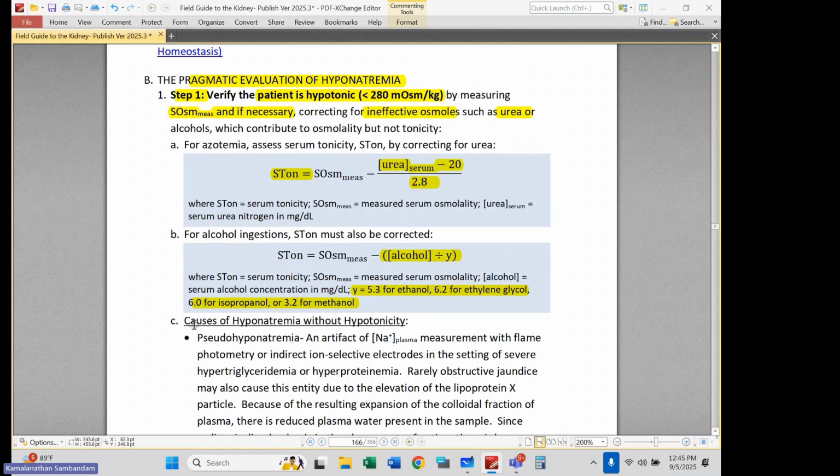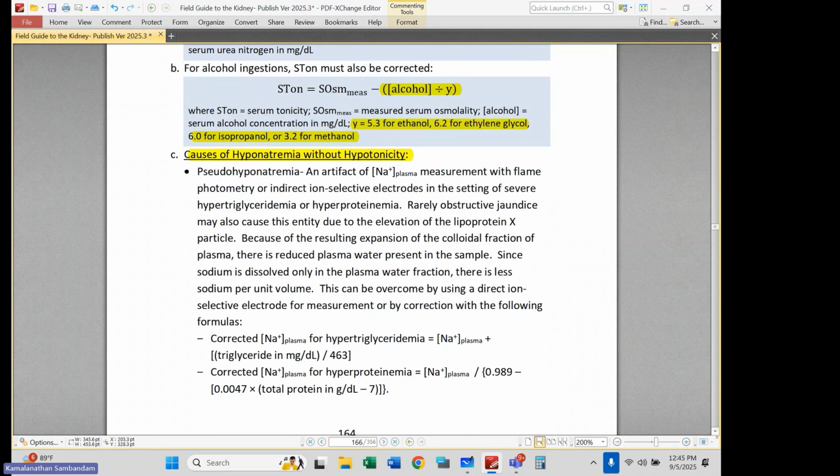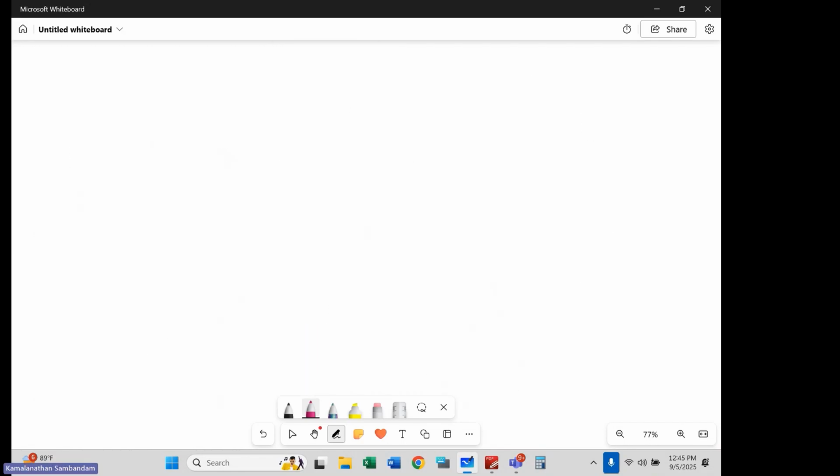So this is when alcohol is given to you in a milligram per deciliter concentration, okay? All right, so causes of hyponatremia when there is no hypotonicity include pseudohyponatremia. So what is pseudohyponatremia? Well, it arises from an artifact that occurs with measuring serum sodium concentrations.